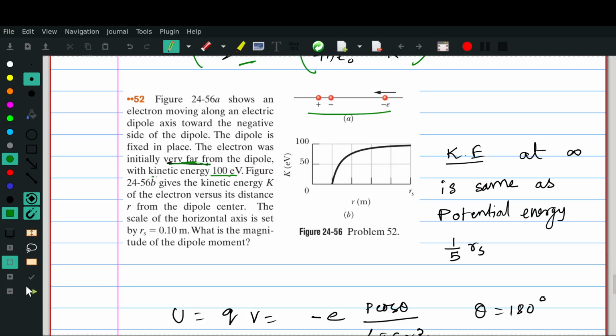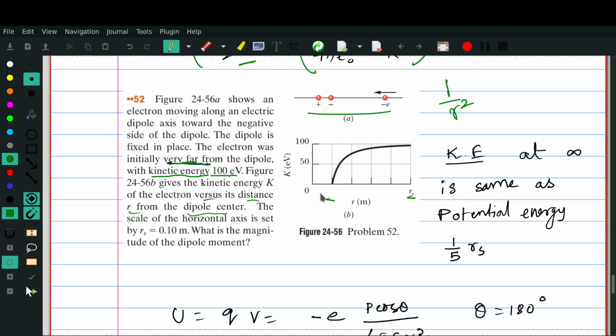You can assume that this is the net energy, because when the particle was at infinity, it didn't feel any force from this dipole. For the dipole the potential goes as 1 by r square, and when r is very very large, you can always neglect this potential effect on the charge. This figure gives the kinetic energy K of the electron versus its distance r from the dipole center. This axis is r, and there is a scale given by rs. What is the magnitude of the dipole moment?